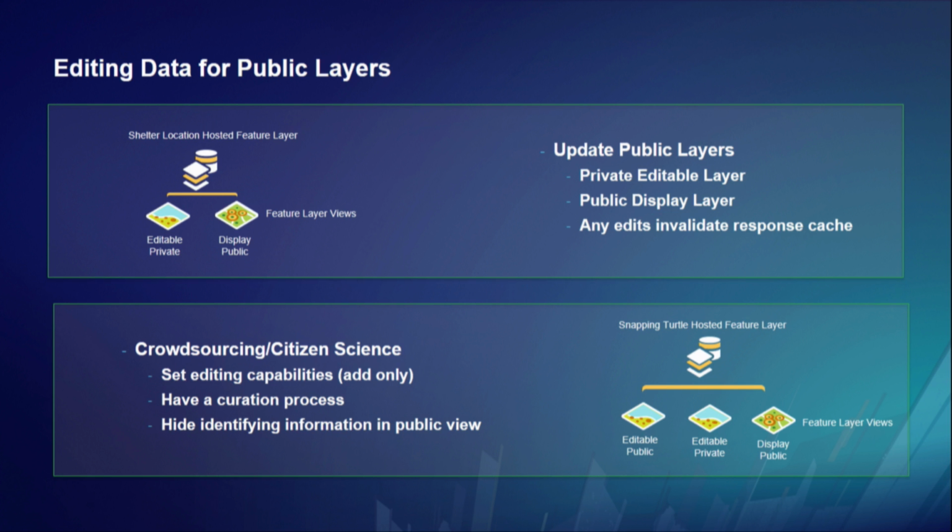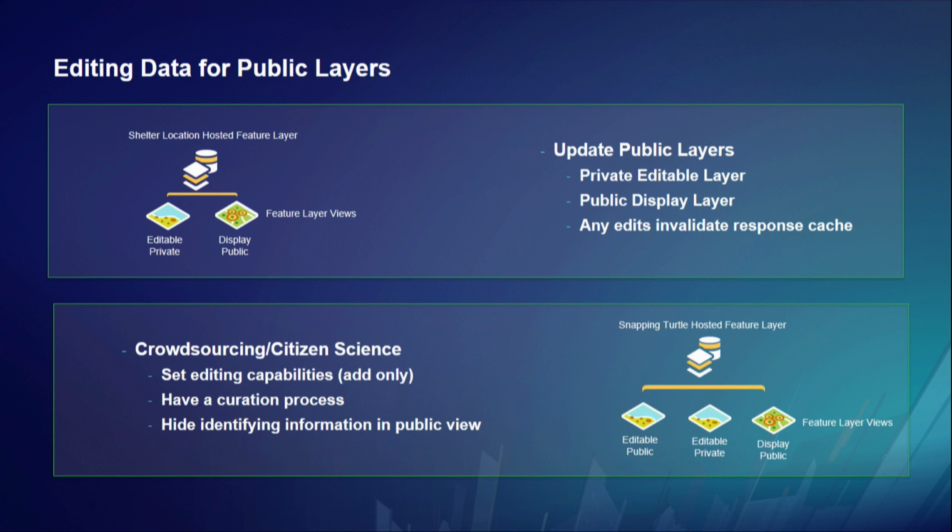Their internal staff need to be able to add locations to the map of where their shelters are running, but they also want to display that information to the public. So they can have their private version of the data that's editable, and then have a public version that's view only. And then the general public, there's no way for the general public to find an editable version of the layer.